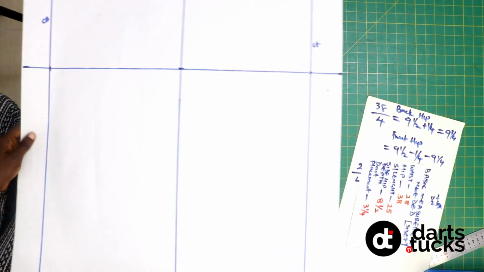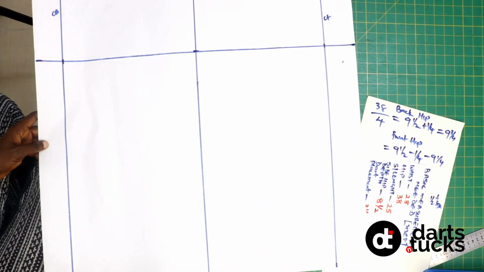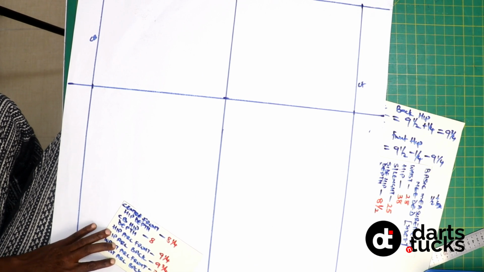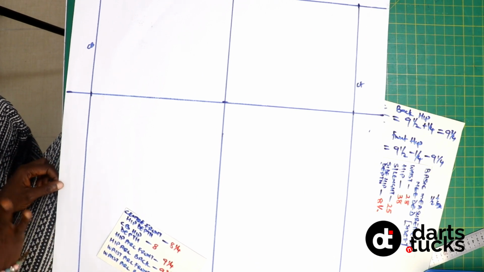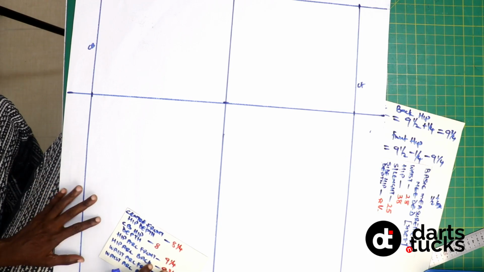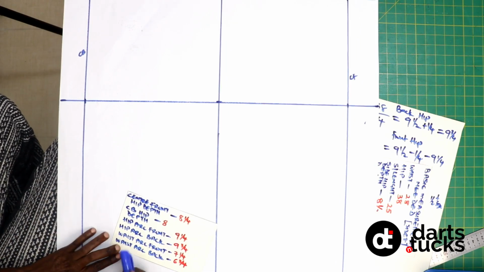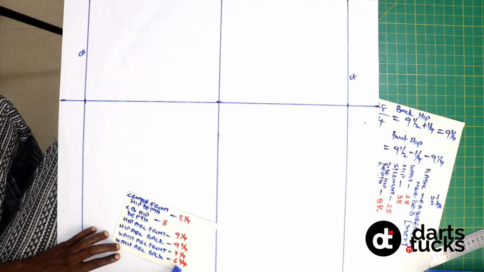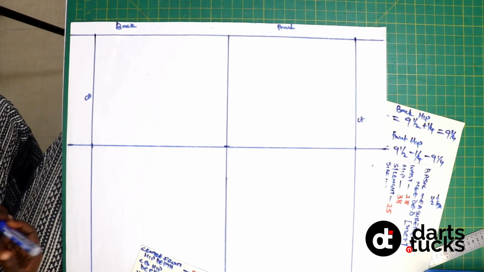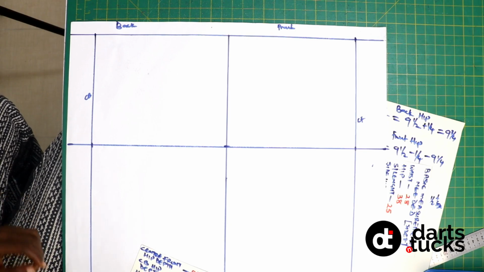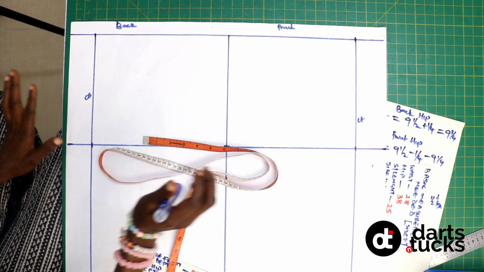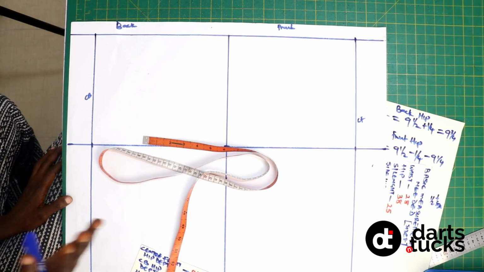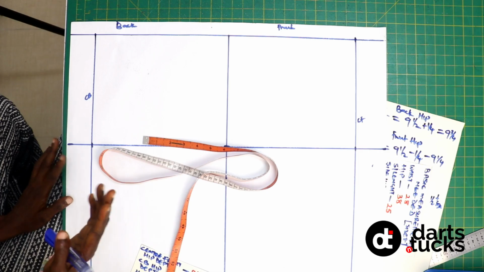So the next thing is to put in our waist measurement. We have already explained how we got our waist measurement, so we're just going to be putting it on the paper. Our back waist measurement is 6 3/4. If we add a quarter to it, it becomes 7 inches. So now for the back, I'm going to be adding to that. I'm going to explain the reason why. Let me not say the reason.